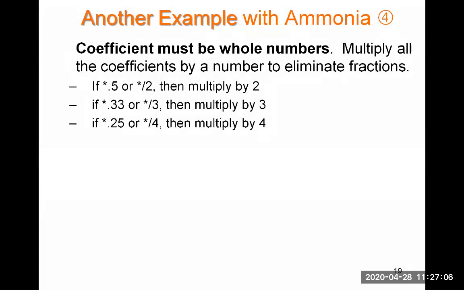However, coefficients must be whole numbers. They cannot be fractions or decimals. So you will need to multiply all the coefficients by a number to eliminate the fractions. For example, if you have a decimal number that ends in 0.5, or that means a fraction over 2, then you will multiply all the coefficients by 2. If you have a coefficient that ends in 0.33, or it's a fraction over 3, then you will multiply all the coefficients by 3. If you have a coefficient that is 0.25 or a fraction over 4, then you will need to multiply everything by 4.